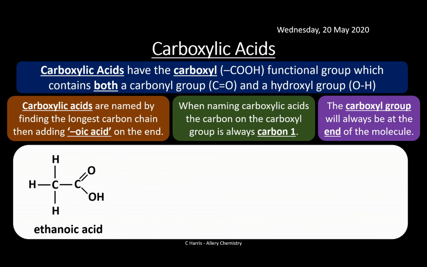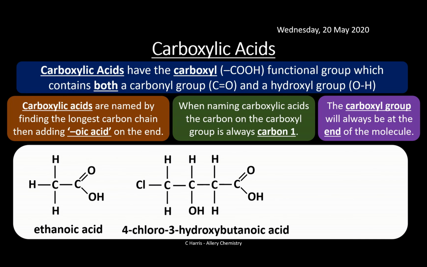Just to complicate it a little bit more, we've got this one. Now, this is just to kind of show you how this carbon 1 works. Remember, it's always carbon 1. So you can see here, this is carbon 1, that's 2, and that's 3. So on carbon 3, you've got hydroxy on there, and on carbon 4, you've got chloro. So it's always numbered from carbon 1, and your carboxylic acid's always at the end. So this one's 4-chloro, 3-hydroxybutanoic acid.